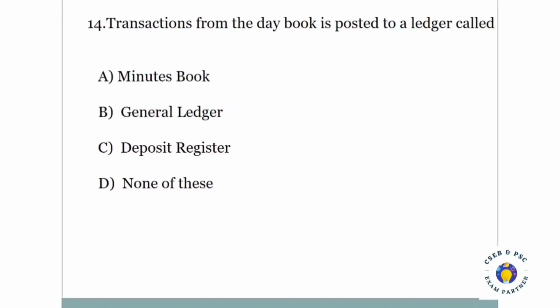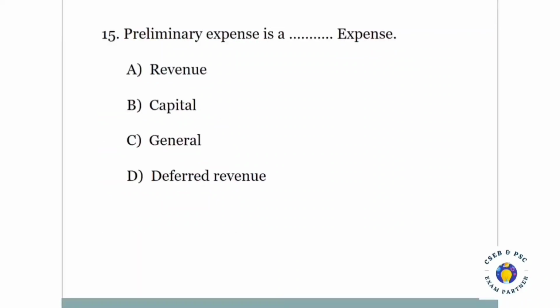Question number 14. Transactions from the day book are posted to the ledger called option A minutes book, option B general ledger, option C deposit register, option D none of these. Answer is general ledger.